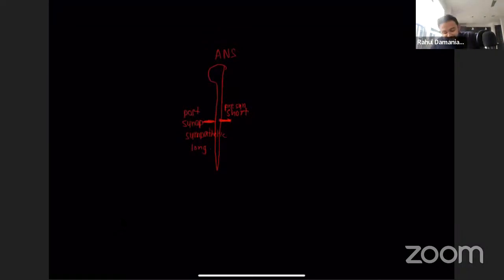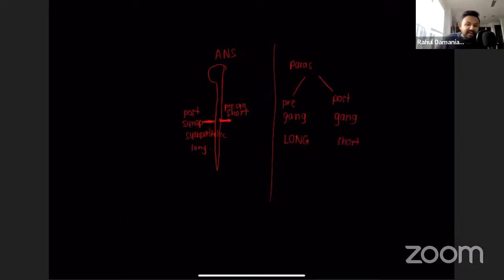That is different than your parasympathetic. Because in your parasympathetic, your preganglionic fibers are actually going to be very long, and the postsynaptic ganglionic fibers, those are going to be short. They're actually going to be embedded within the wall of the effector organ.